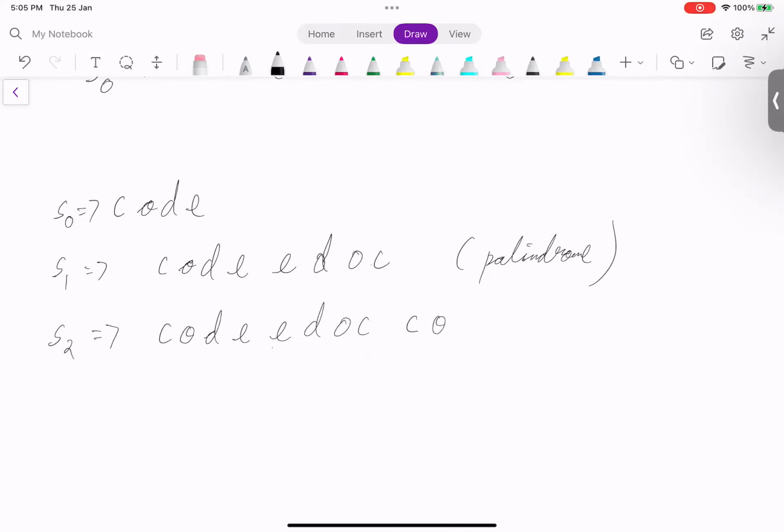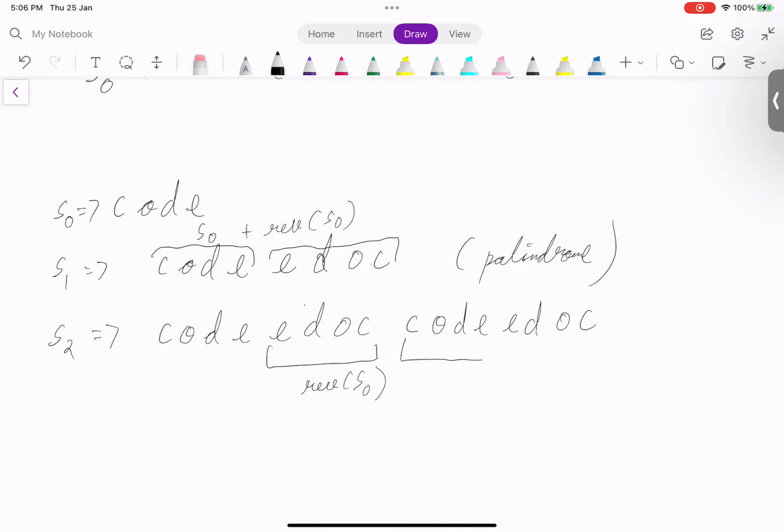So from here onwards, initially we did S0. Basically, initially, when we are merging, it was S0 plus reverse of S0. But after the point S1, the string will turn out to be a palindrome from point S1. So from here, whenever we replicate S(i-1) plus reverse of S(i-1), we'll keep merging reverse of S0 and S0.